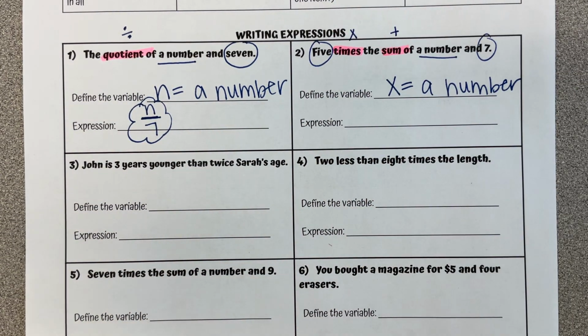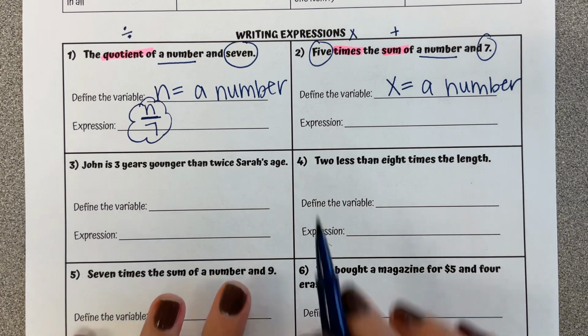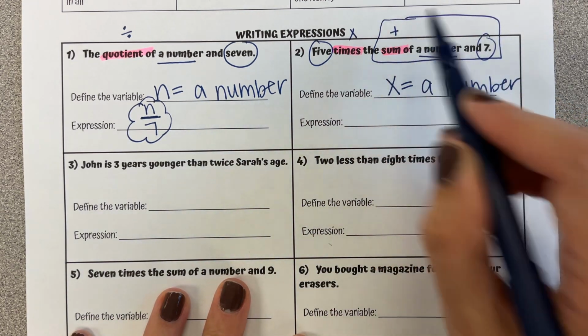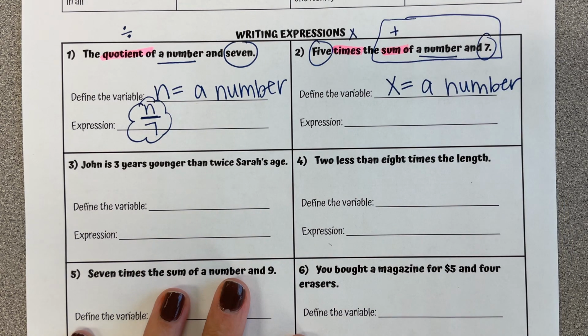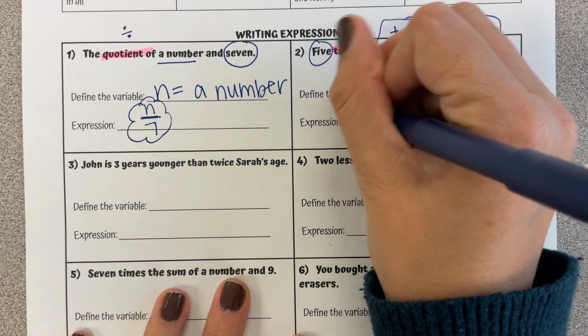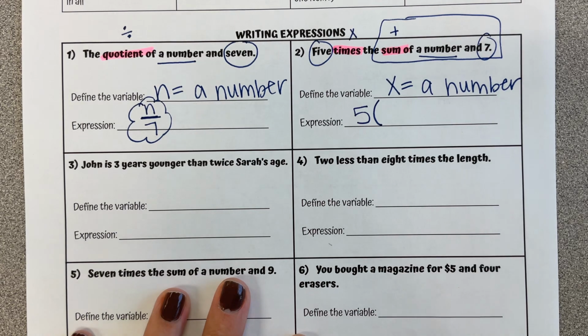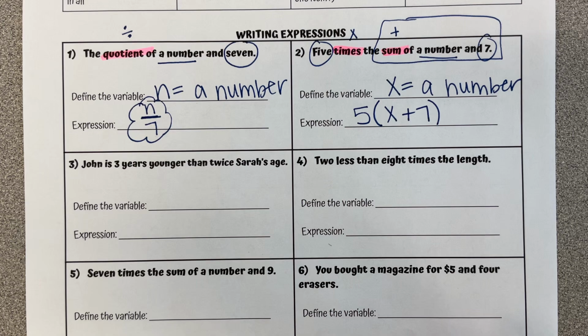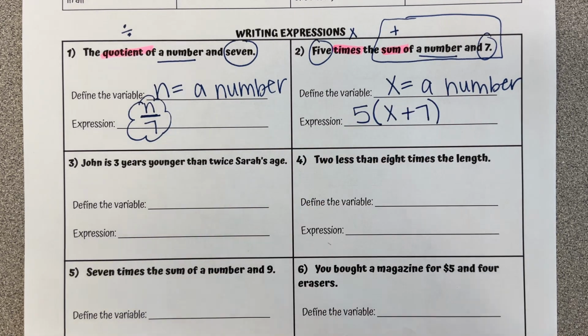What is important here is that we are multiplying 5 times this entire sum of a number and 7. So I'm going to represent that in parentheses. So we're going to do 5 times our sum of our unknown number and 7. So we're multiplying 5 by this entire sum.